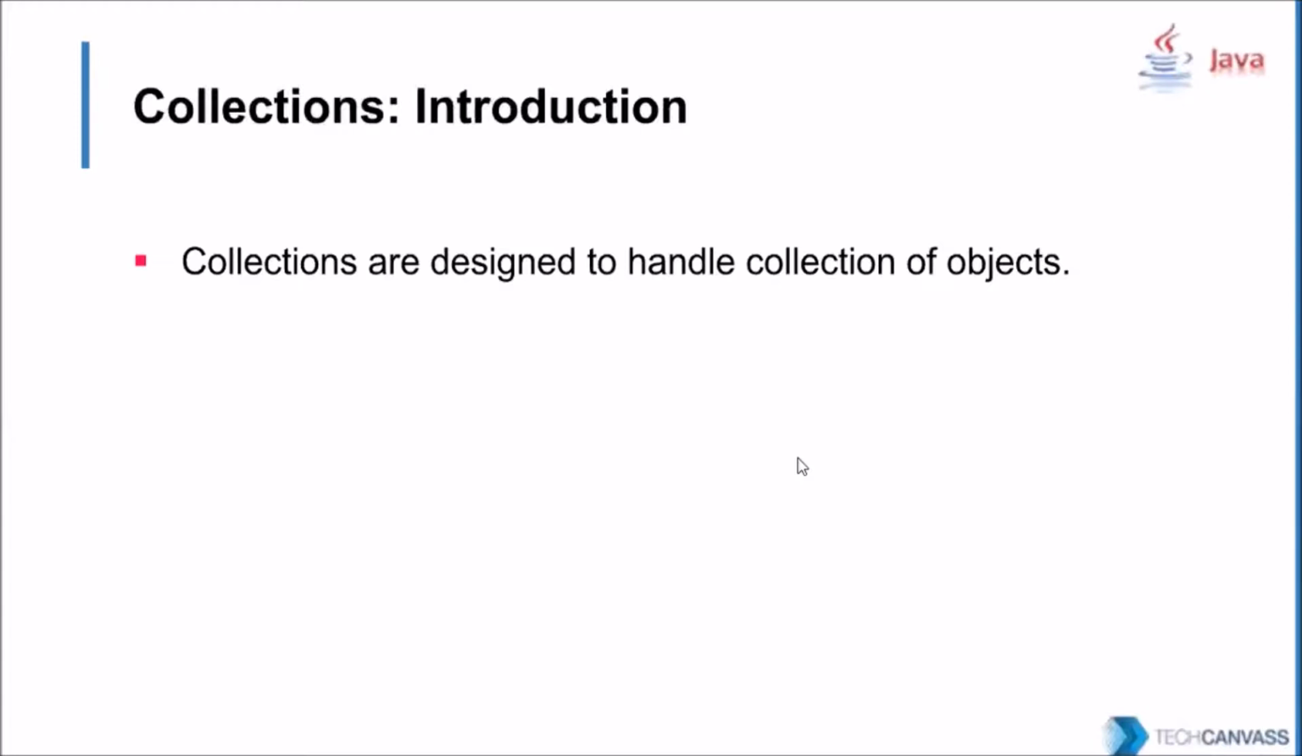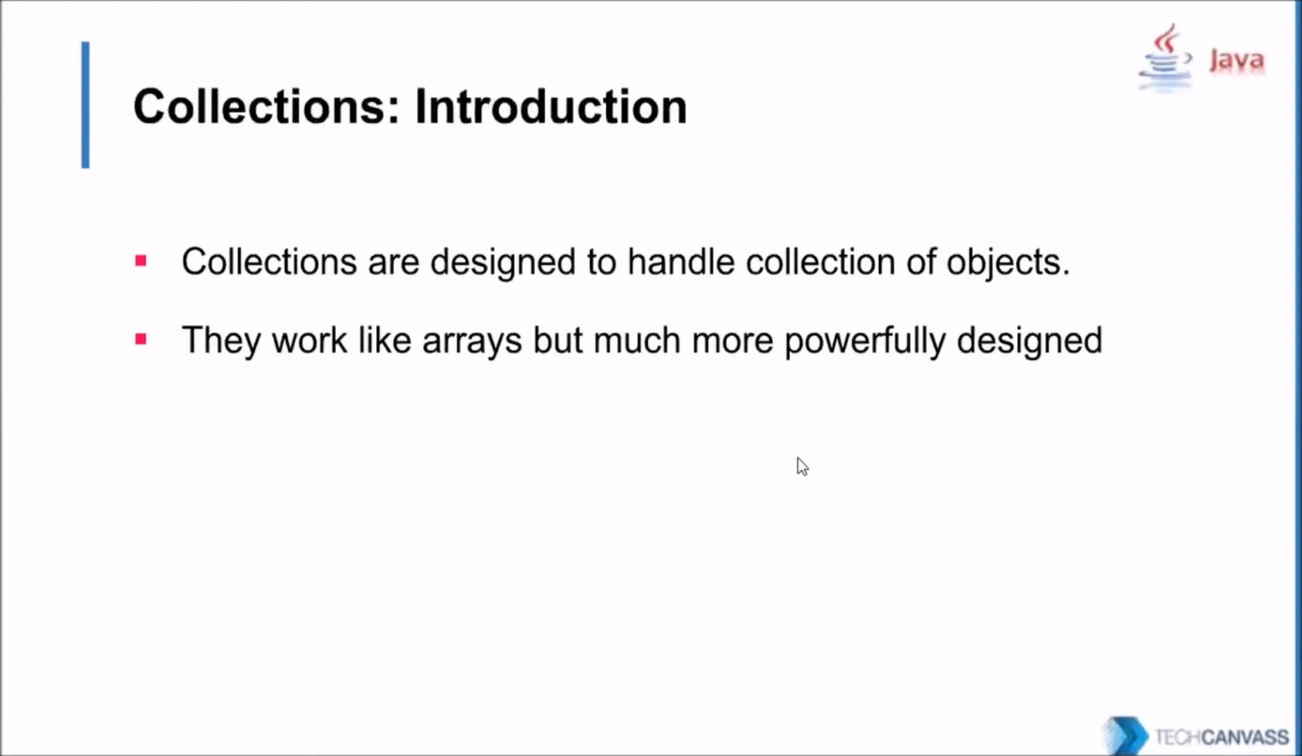To give a best example, we had discussed arrays in our initial Java basic session. Arrays were nothing but a group of similar items which had a fixed length. Similarly, collections are also a group of similar items, but they are more powerful than the concept of arrays. They have many more features as compared to arrays. They work like arrays, but as I said, it's more powerful.